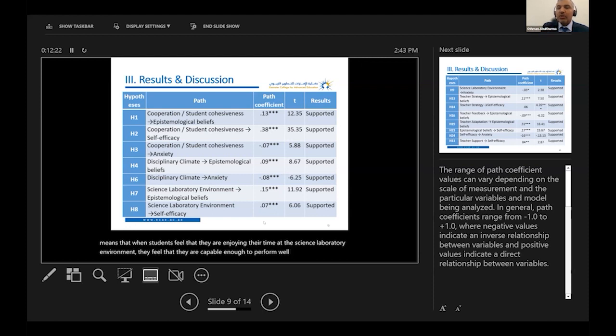They have the opportunity to show their competency. They have the opportunity to enhance their success. So this is what we mean by significant difference.